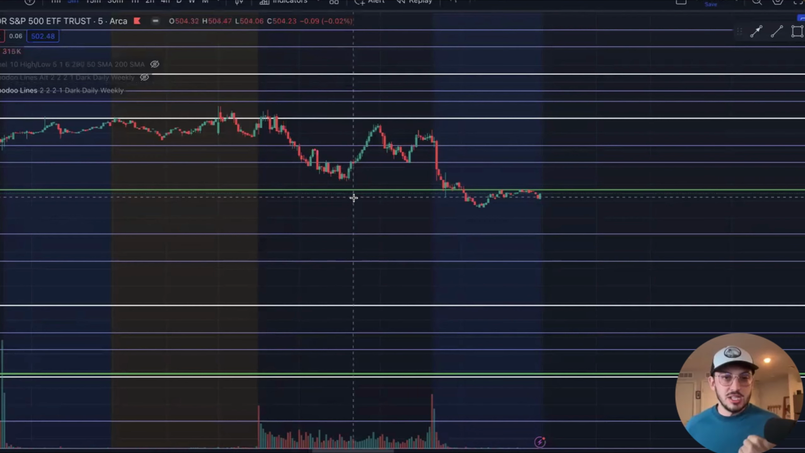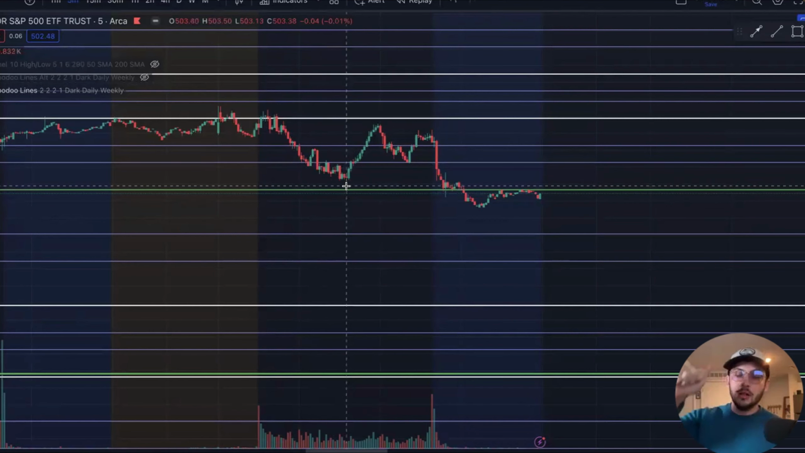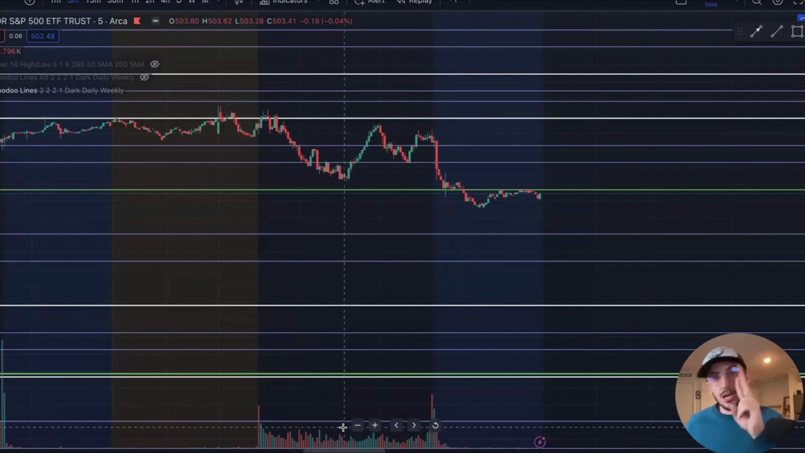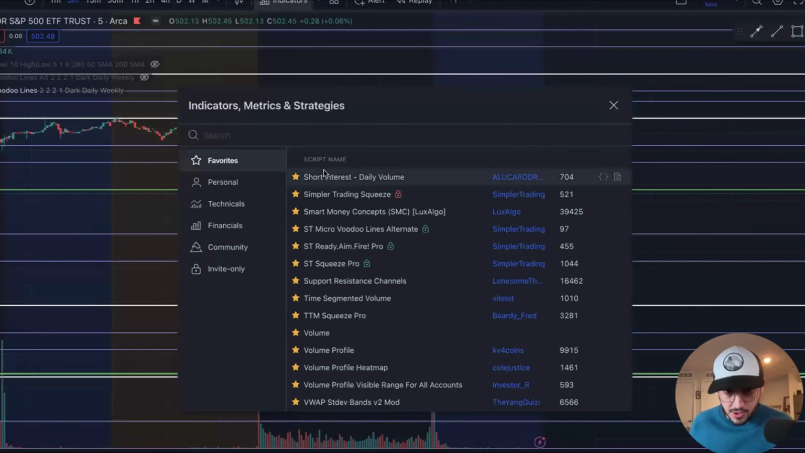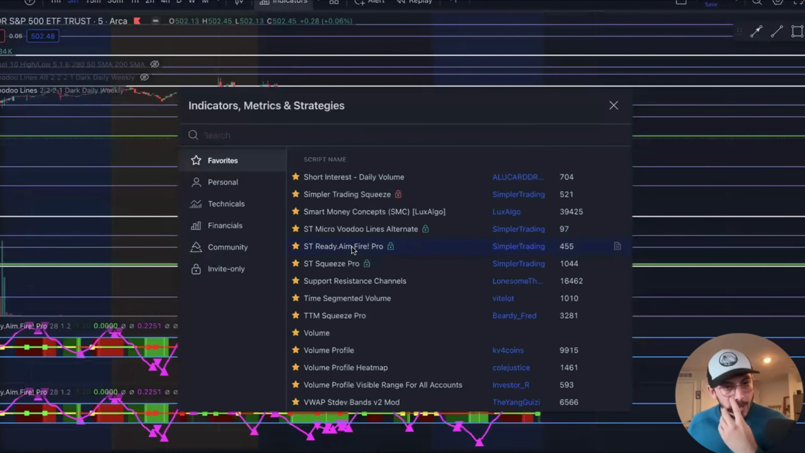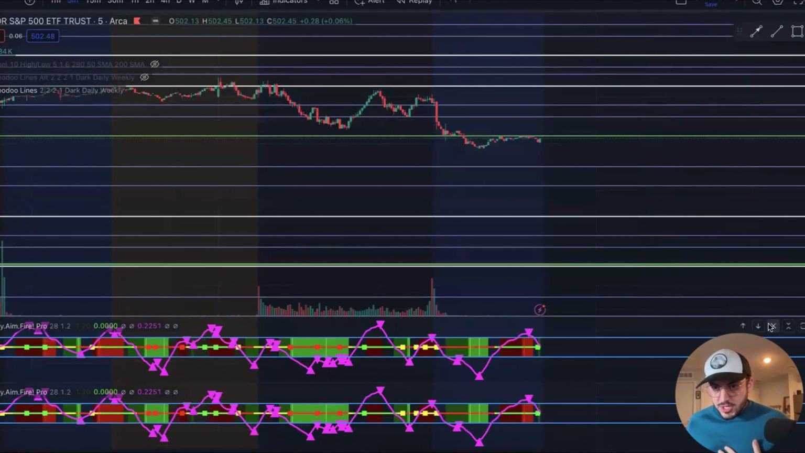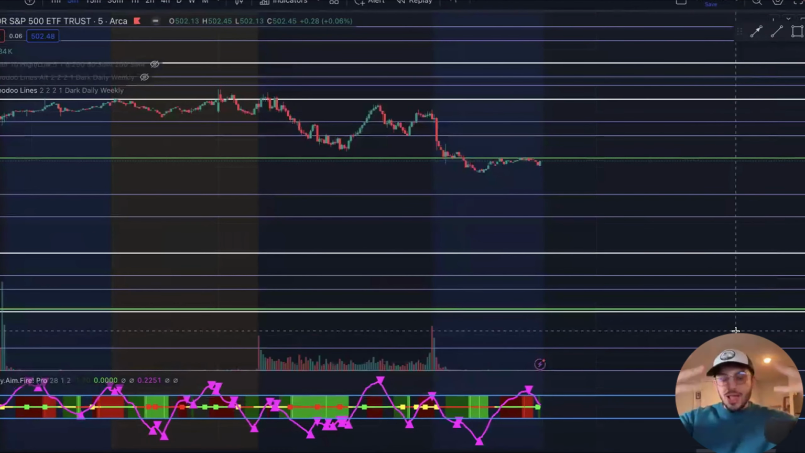So in this particular situation, I'm looking for my entry, looking for my engulfing candle, and then I'll add the additional element on top of that, which is going to be the second indicator that I mentioned. Give me just 10 seconds. I'll put it on the chart. It's the ready, aim, fire. I don't need two of them. I just need one. This is going to be the additional element that I'm including.